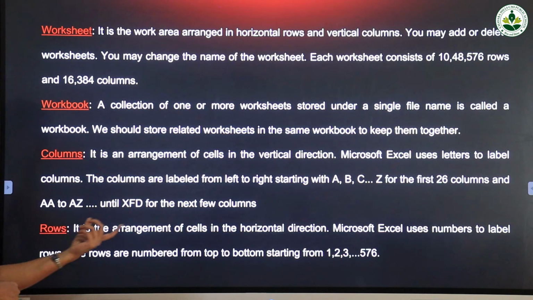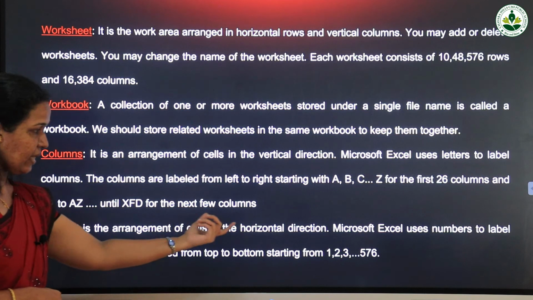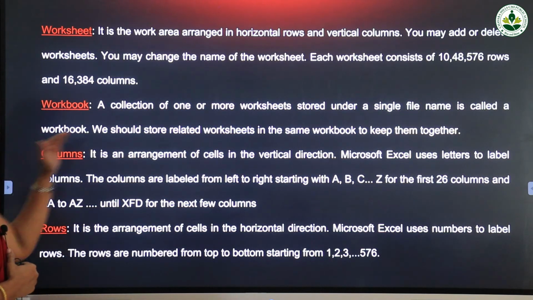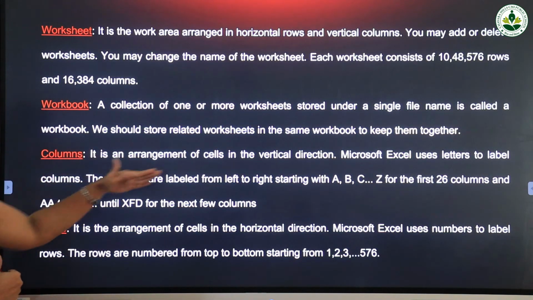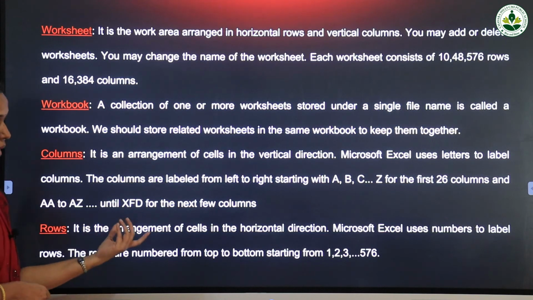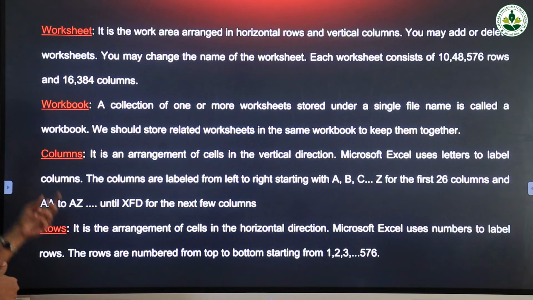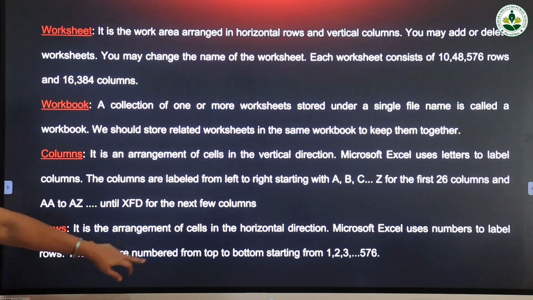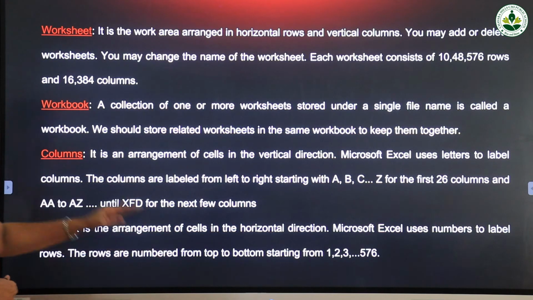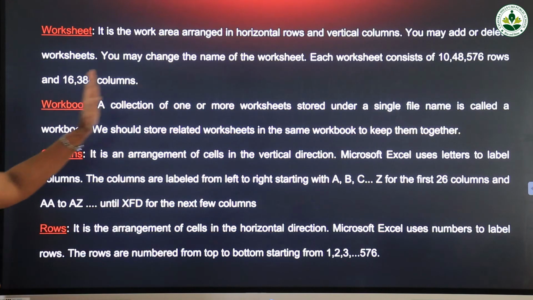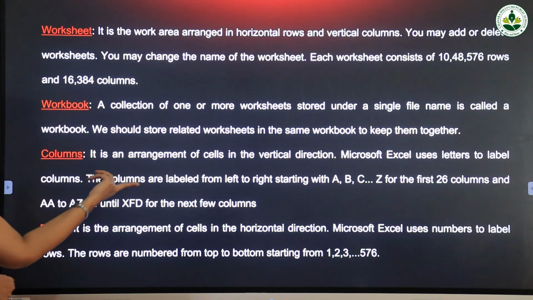Then rows. It is the arrangement of cells in the horizontal direction. And Excel uses numbers to label rows. So each row has numbers starting from 1. The rows are numbered from top to bottom. Columns are labeled from left to right, and rows are numbered from top to bottom.